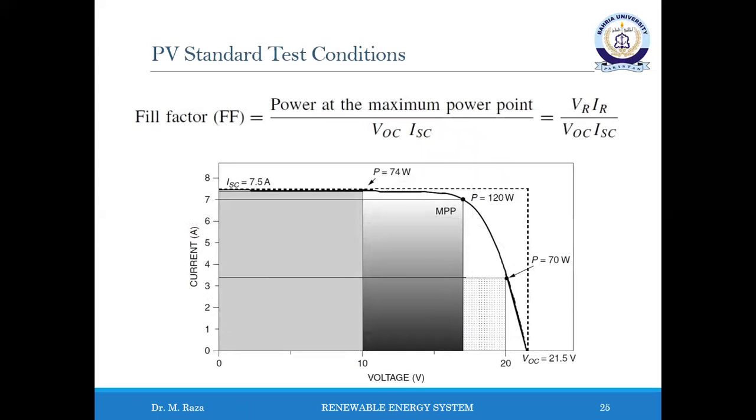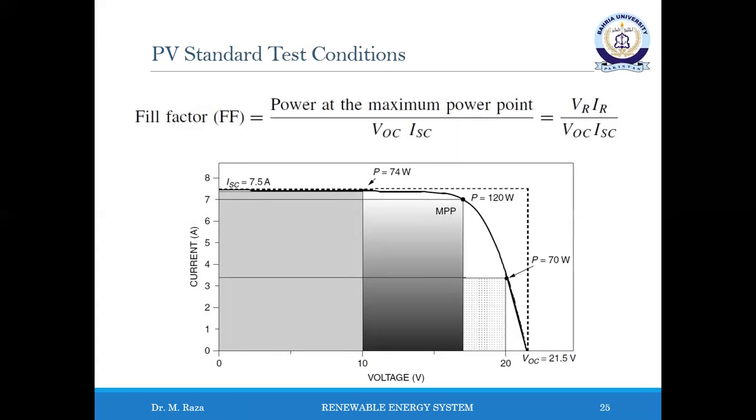Another way to visualize the location of the maximum power point is by imagining trying to find the biggest possible rectangle that will fit beneath the characteristic curve, as shown in the diagram. The sides of the rectangle correspond to the current and voltage, so its area is power.